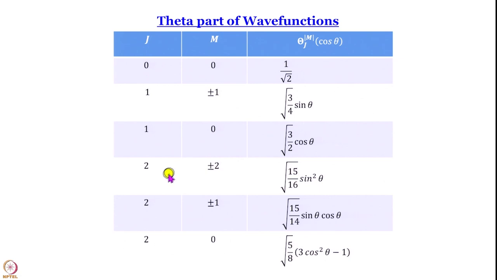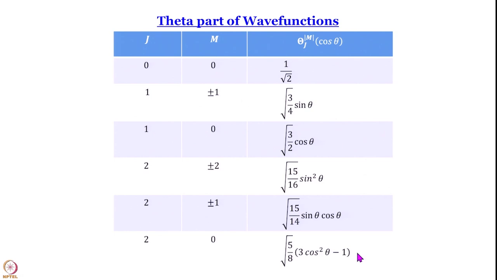So, when m equal to plus minus 2, for j equal to 2, we get the theta part of root over 15 by 16 sin square theta. When it is plus minus 1, we get root over 15 by 4 sin theta cos theta. And for m equal to 0, for j equal to 2, we get root over 5 by 8, and I really like this function, 3 cos square theta minus 1.